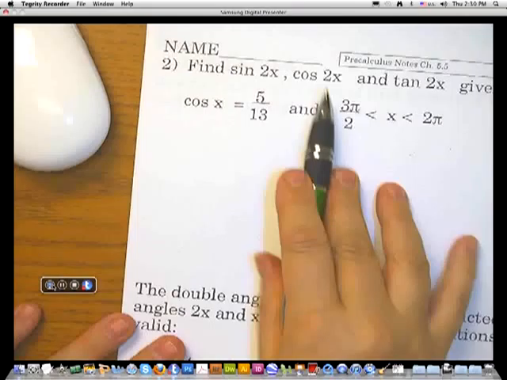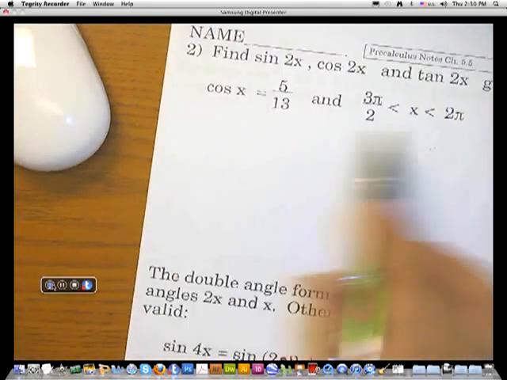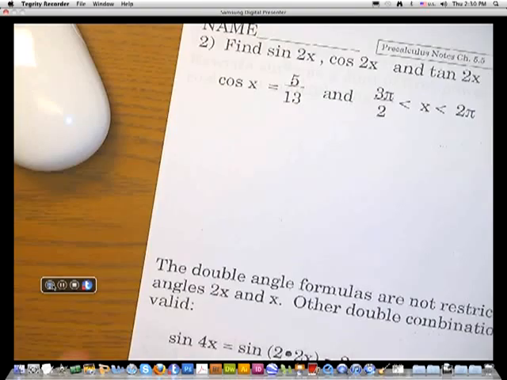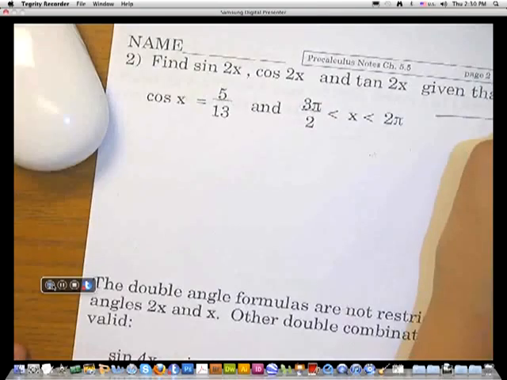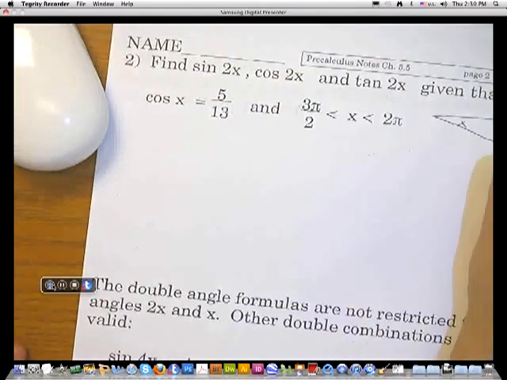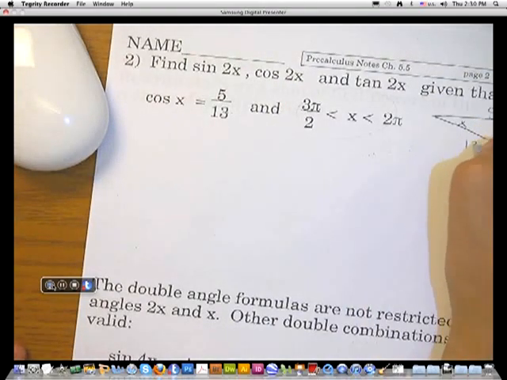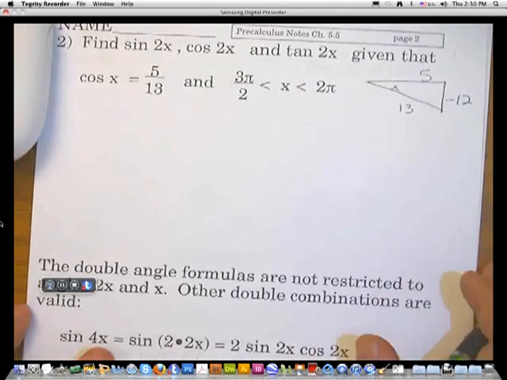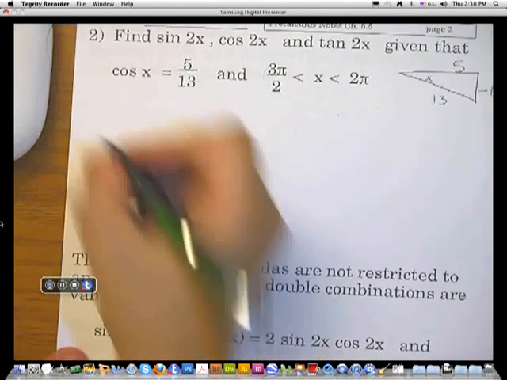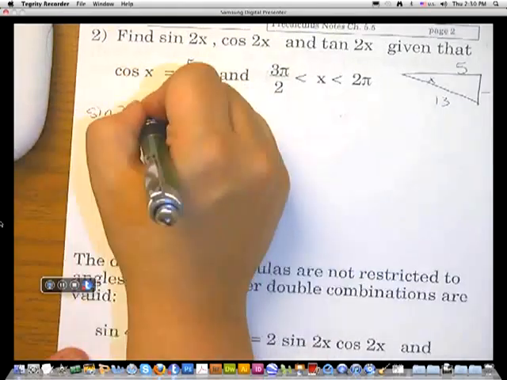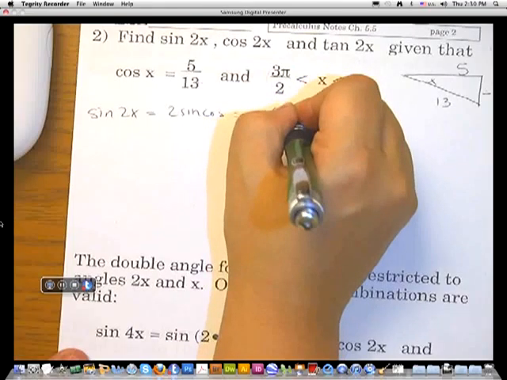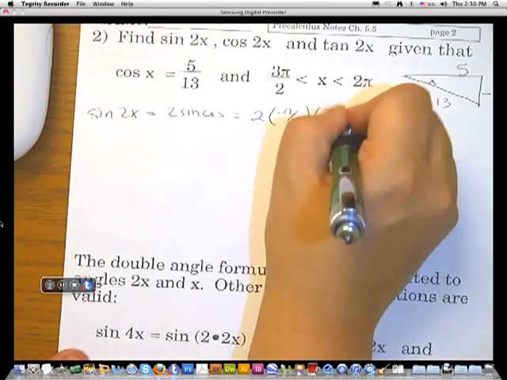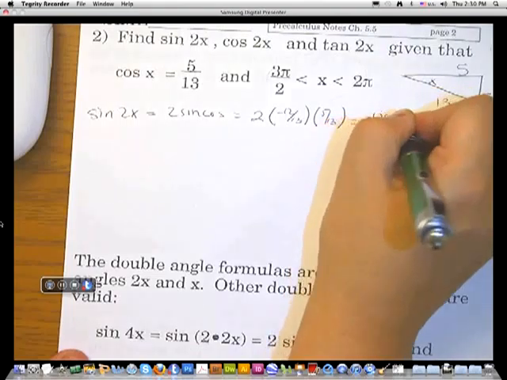Here I have sine, cosine, tangent, given this piece of information. When in doubt, make a triangle. We know that we're going to be in quadrant 4. Here's my angle. Because of the cosine, I know that this is 5, this is 13, therefore that's -12. So if I want sine of 2x, I'm just going to follow the formula, 2 sine cosine, which is 2 times -12/13 times 5/13, which is -120 over 169.